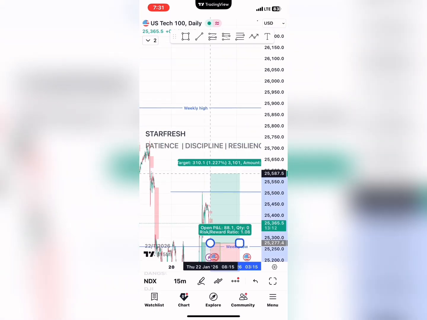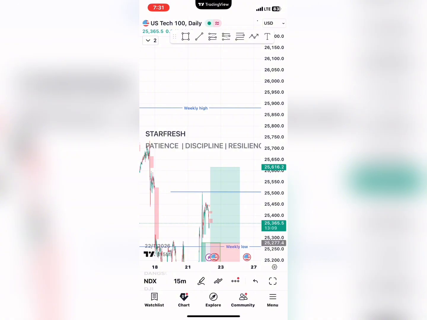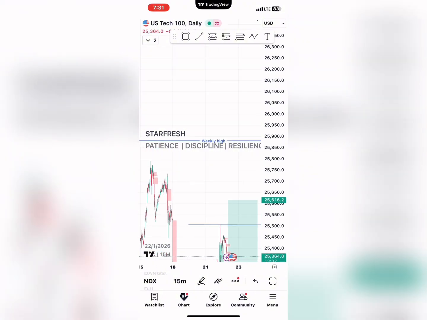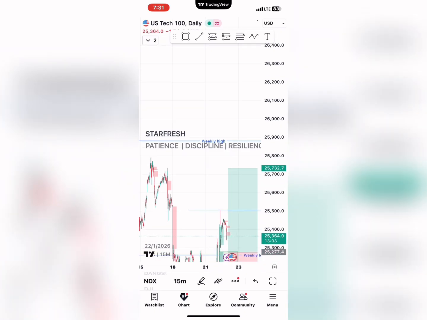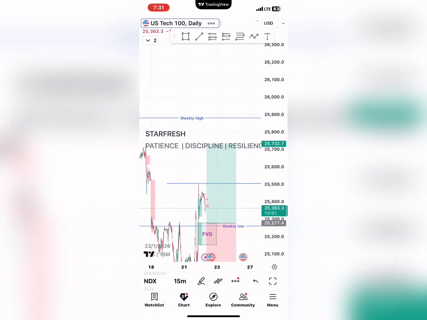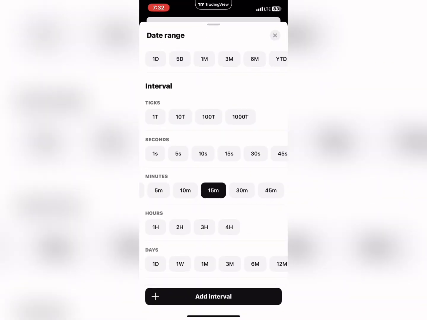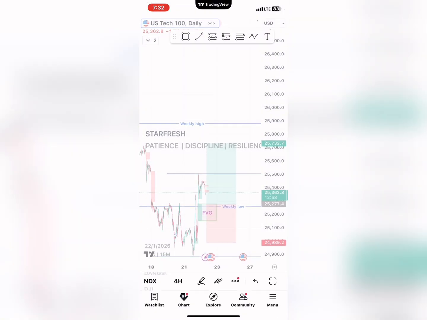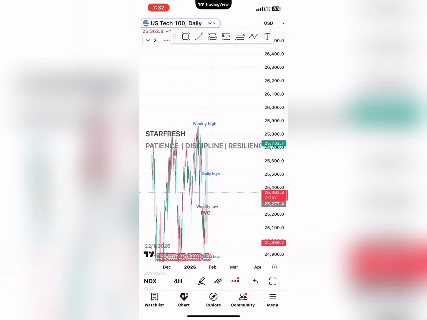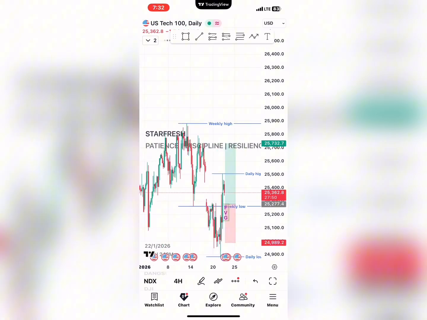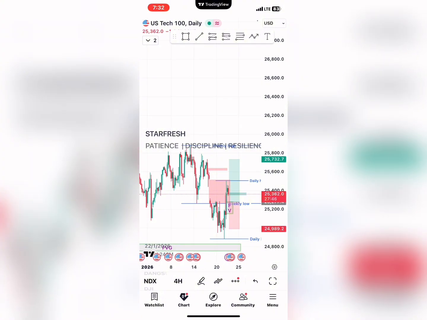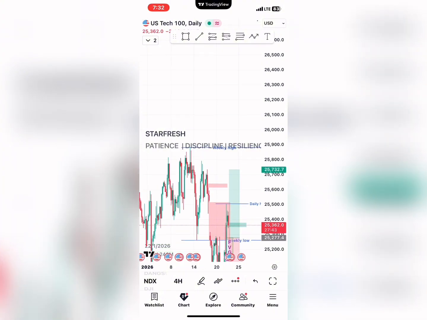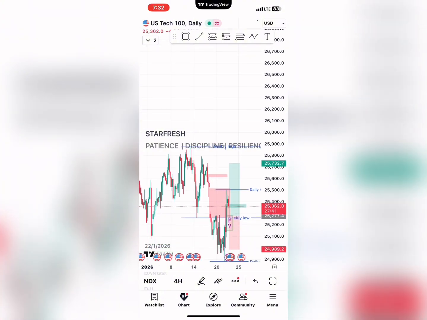But look, we might just break the weekly high or this swing high up here. You can see the swing high here. So yeah, let me look at it on the 4-hour chart. Let's take our TP a little bit.